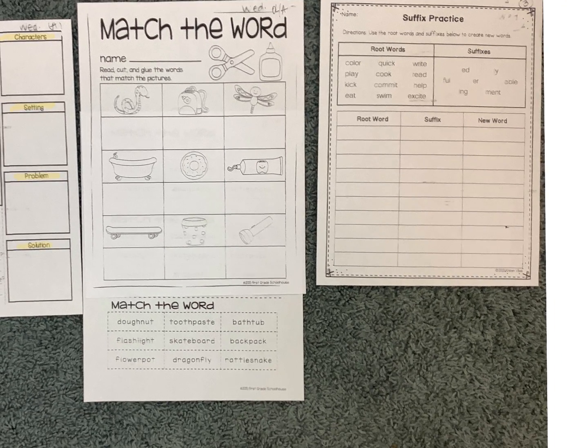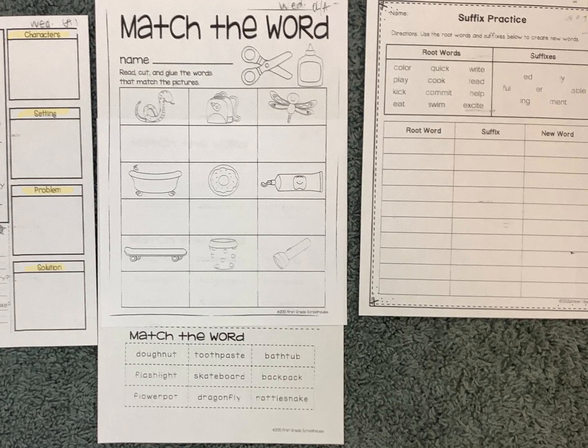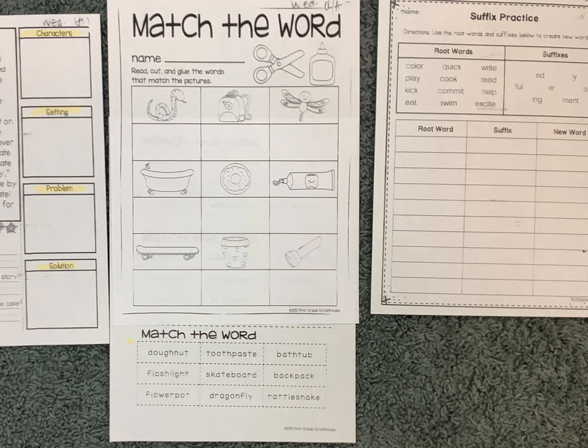Next, you need to pull apart this page. It has 2 pages with it, but you only need 1 section here at the bottom. And you'll be cutting and gluing the compound word where it goes. So this is rattlesnake. So I put rattlesnake here.